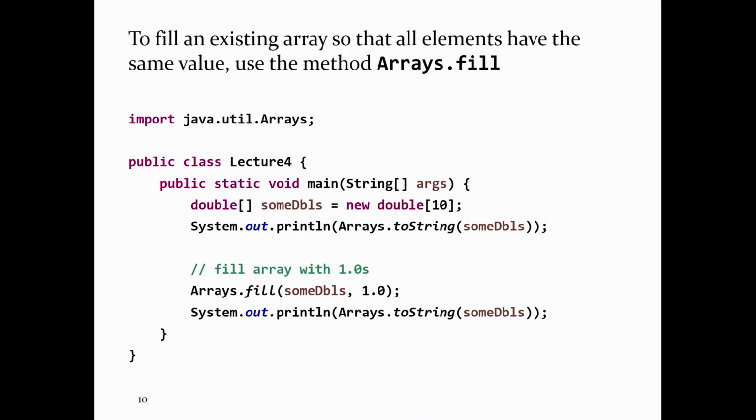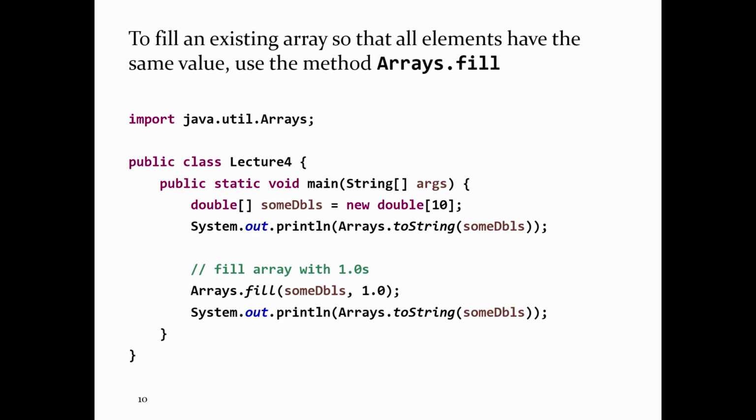Okay, so I have an array and I want to set them to some value not equal to 0 or false. There's a method called fill, or Arrays.fill, that will do it for you. So here I make some doubles, an array of length 10. If I print out that array, I get 10 zeros, or 10 0.0s.